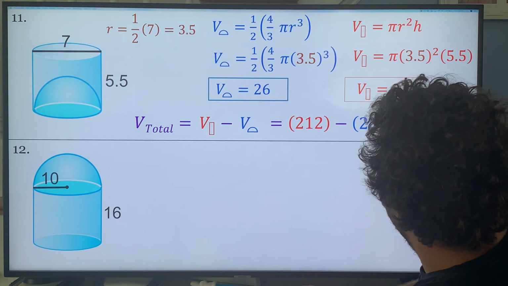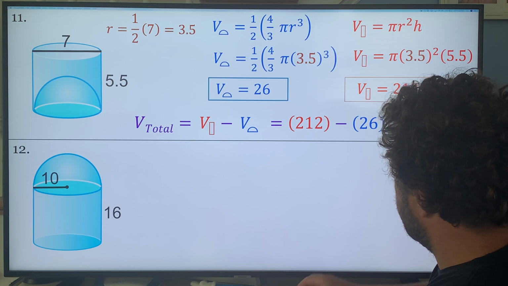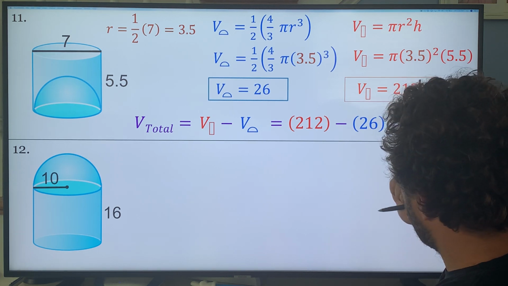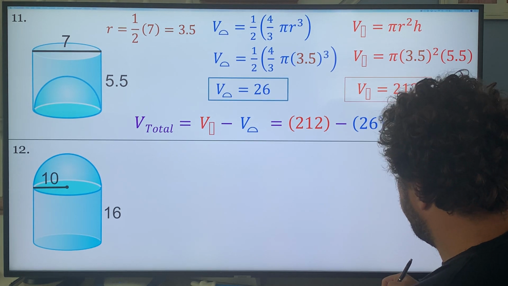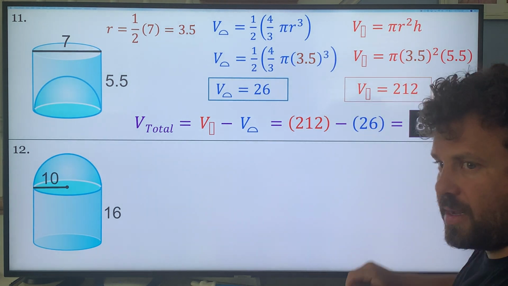Wait. No, you don't. 212 minus 26. Maybe that's not 26. Uh-oh. I'm going to have to do some math in here. The math here is a little messed up. I got to get back to that.